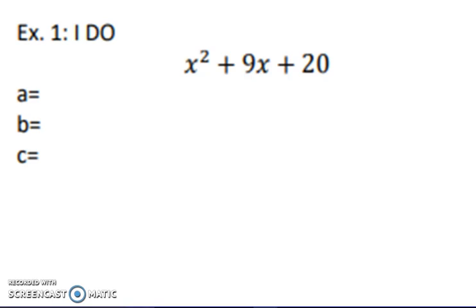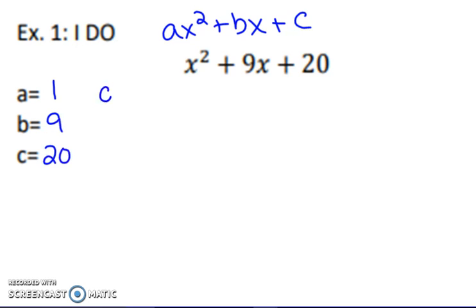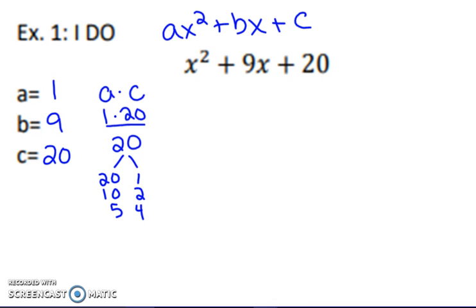Now, if we look at our first problem, again, we want to remember quadratics is ax squared plus bx plus c. So in this case, a is equal to 1, b is equal to 9, and c is equal to 20. Now, we want to take a times c, and it's always going to be a times c. So this is 1 times 20, which is equal to 20. Now, we want to break it down into factors. So I have 20 and 1, 10 and 2, and 5 and 4.